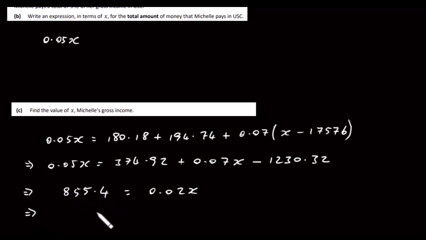855.4. Okay, so the last thing I'm going to do is just divide by 0.02, and that gives me an X, or gross salary, of 42,770 euros. And that's all we were asked to do: find the value of X, Michelle's gross income.